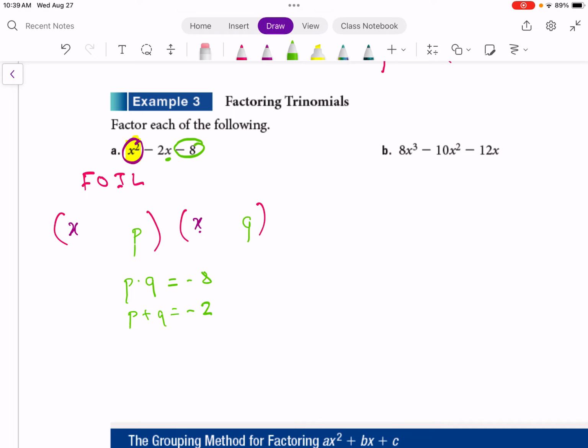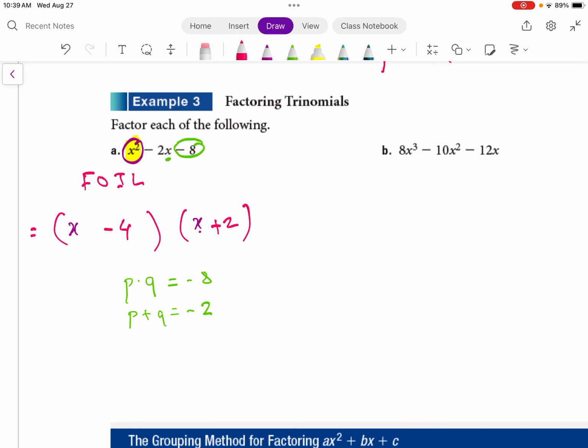-4 and +2. So -4 times +2 is -8. -4 plus 2 is -2. So our p and q are -4 and +2. So this is a factor for this trinomial.